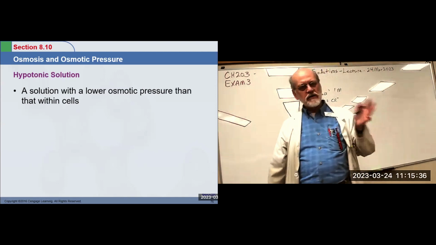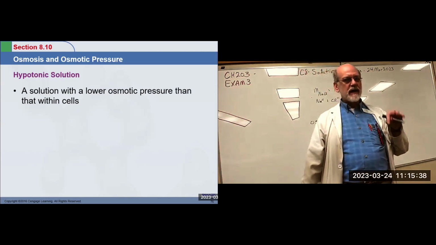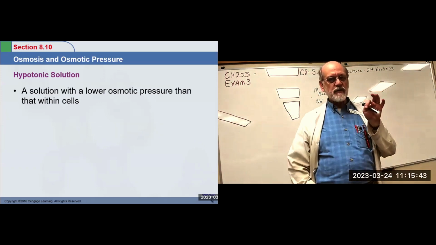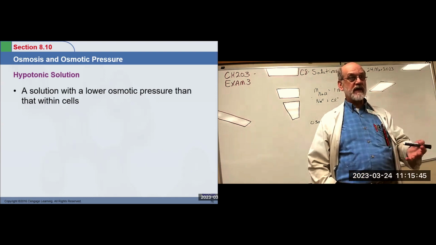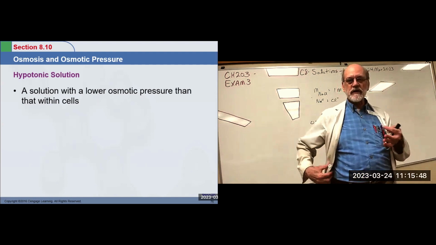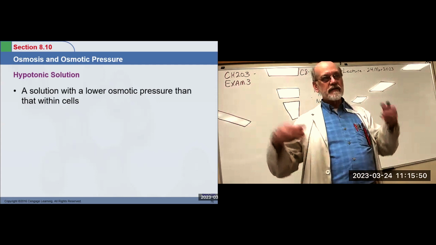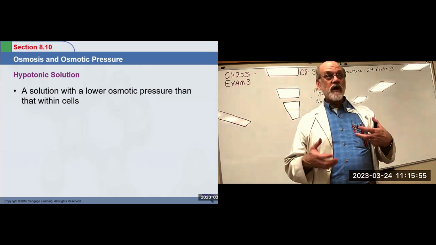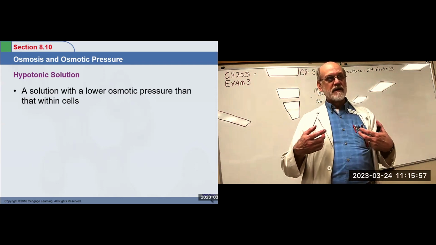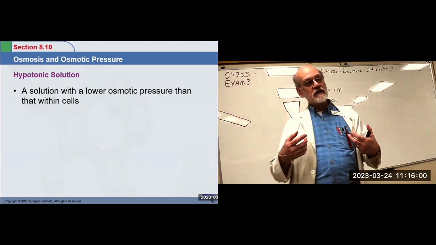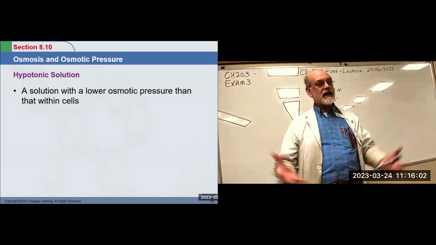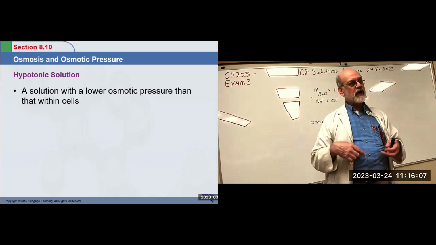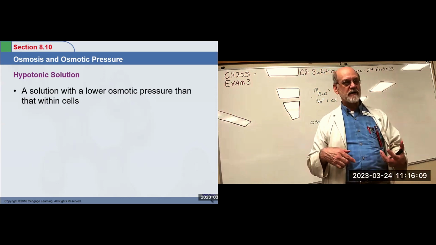If you've already had biology or anatomy and physiology, a hypotonic solution is one that has a lower osmotic pressure than is within the cell. So the concentration of the solute outside the cell is lower than it is inside the cell. Now, if that's the case, which way is water going to move? The water concentration of a hypotonic solution is higher outside the cell. So the water would move into the cell. Hypotonic solutions cause cells to swell.